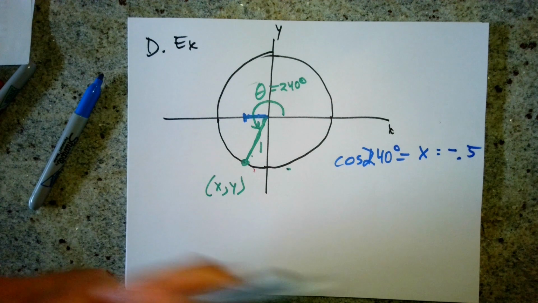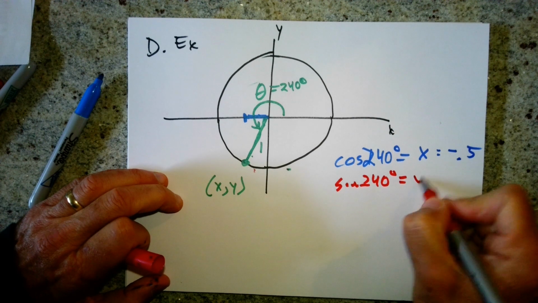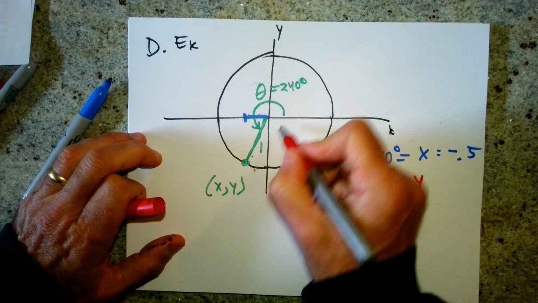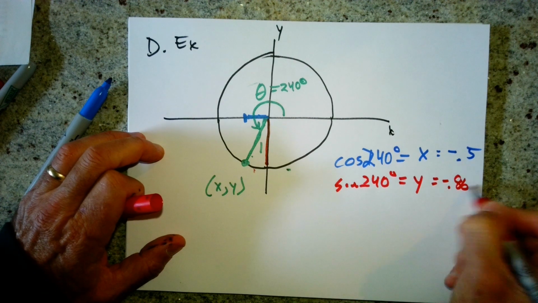Okay, and likewise, if we do sine of theta, or sine of 240 degrees, that will equal the y coordinate, since the radius is 1. Okay, and that would be this. Also negative, and it's negative 0.866.